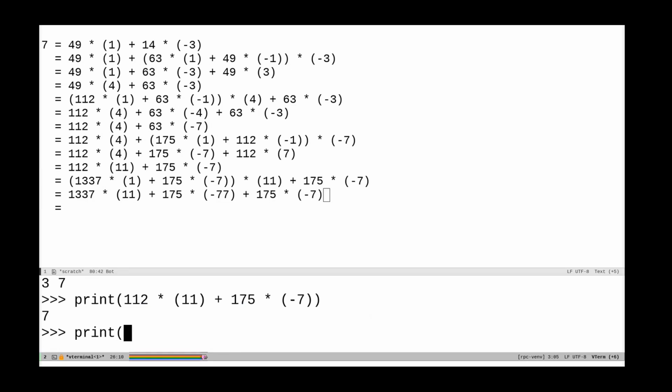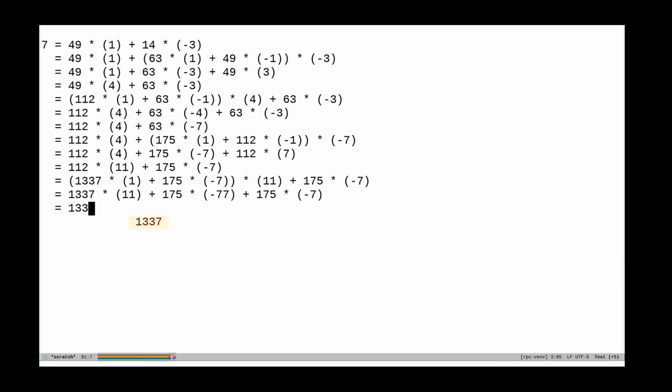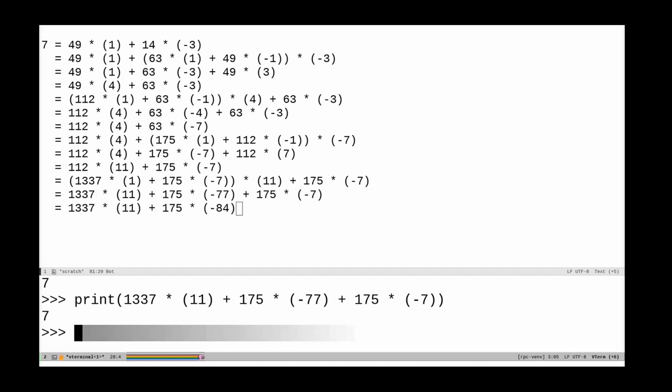So let's see if I... Okay, this is still 7. So this is 11, and this is 77 plus 7, 84, minus 84. Okay, let's see if this is 7. I hope so.